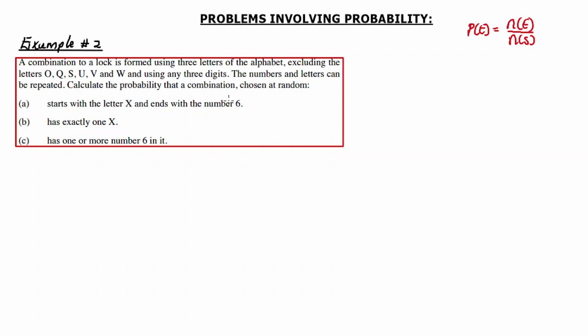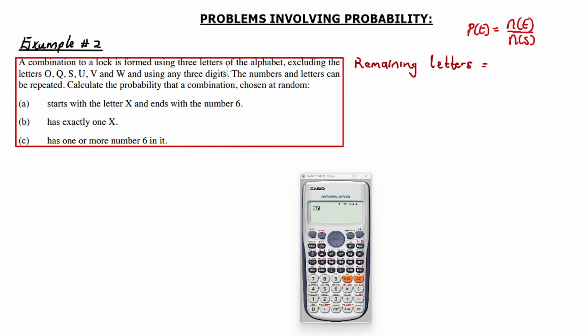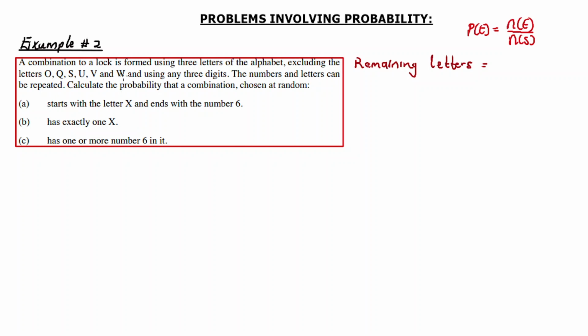Look, the first thing we must understand is that the alphabet has 26 letters in total. We have 26 letters, but let's say the remaining letters after excluding O, Q, S, U, V, and W. So we do 26 minus 1, 2, 3, 4, 5, 6. So I'm excluding 6 letters. It means that the remaining letters are 20.